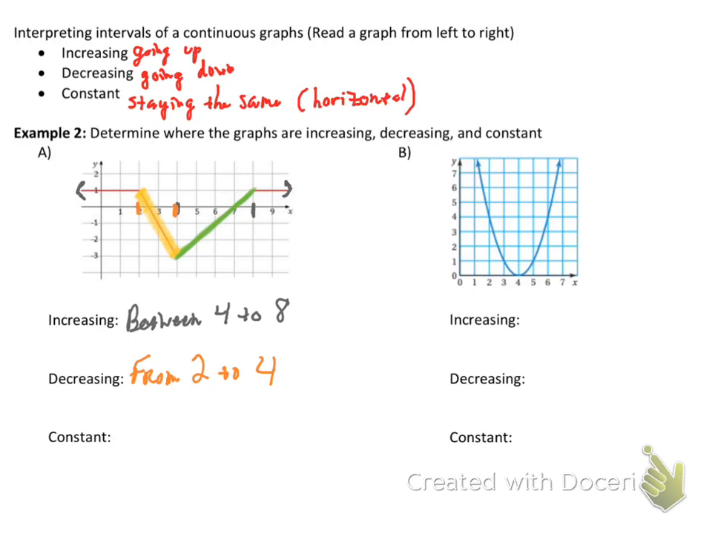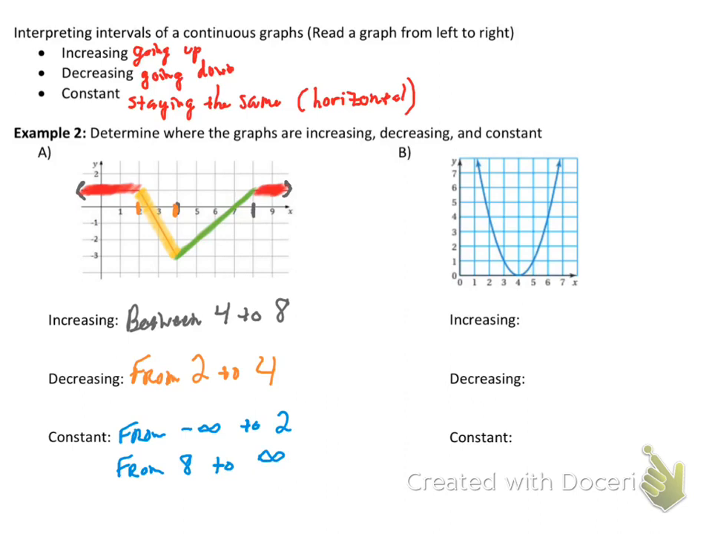And then where is it constant? Where is it staying the same? Well, you'll notice it's happening at 2 places. That's happening at the beginning of my graph and at the end of my graph. So looking at the beginning of my graph, where does that start? Well, that starts all the way out at negative infinity. So this is going to be from negative infinity all the way to 2. And then, where does it become constant again? Well, at the end of my graph, where it starts at 8, so from 8 all the way to positive infinity. Okay? So that is that graph.